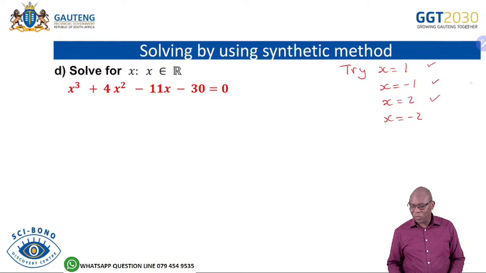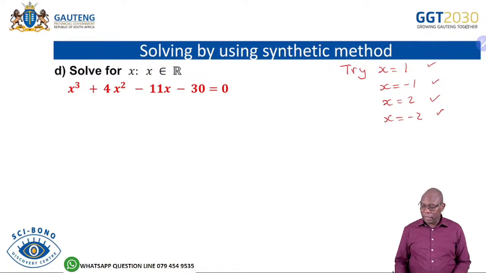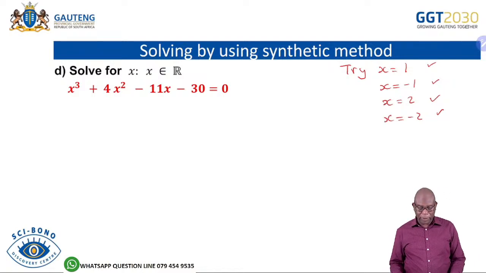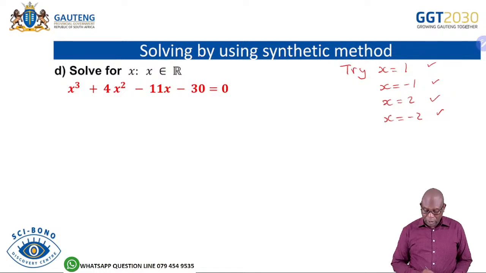The 2 doesn't work. The -2 works for me, which means that x minus 2 will be one of the factors. You can go on and try 3, -3, 4, -4, 5, and -5 if you've got time. But remember, in an exam, you don't have the luxury of it. Okay, so here what are we going to do?